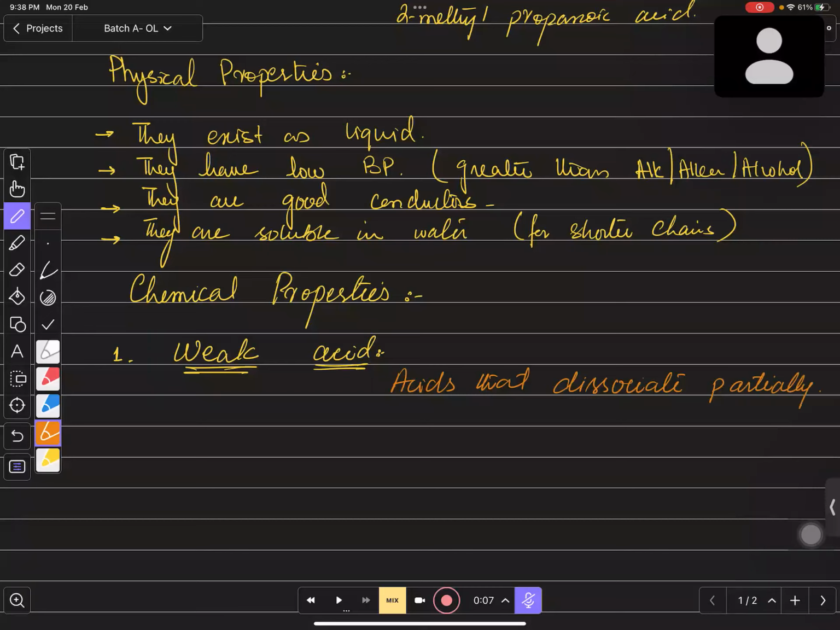Any acid that dissociates partially will be called a weak acid. And you can even say that acids are proton donors, so the substance that donates protons partially, right? You can even say in this way that acids are proton donors, so if it has donated partially, for suppose, then it will be considered a weak acid.